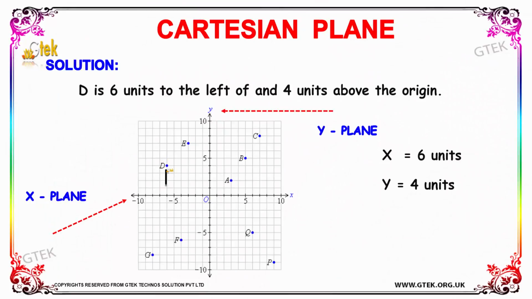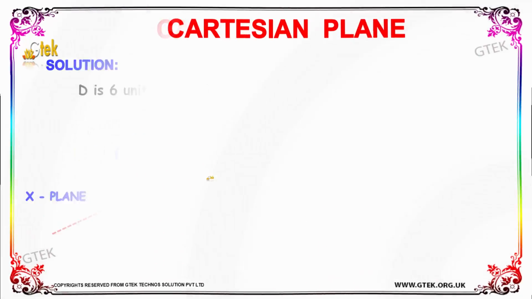Let's go with D. From the origin, it's -1, -2, -3, -4, -5 and -6 in terms of the x plane. So we mention -6. In terms of the y-axis, that is the y plane, from the origin it goes 1, 2, 3, 4. So -6, 4 is the point D. It is 6 units to the left of and 4 units above the origin.